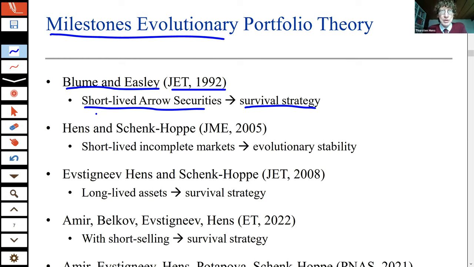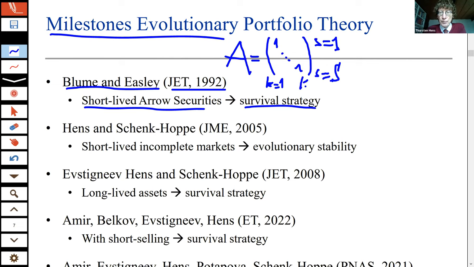So it's short-lived assets, meaning there are no capital gains. There are only payoffs, payoffs, payoffs, but there's no retrading, there are no capital gains. In particular, Arrow security means these short-lived assets have a simple diagonal structure. So the asset payoff matrix is a diagonal matrix. The payoff matrix is structured by the possible states of the world, state one to state capital S, and the columns of the matrix are the assets, asset k equal one up to k equal K. A diagonal structure means you can identify payoffs with states.